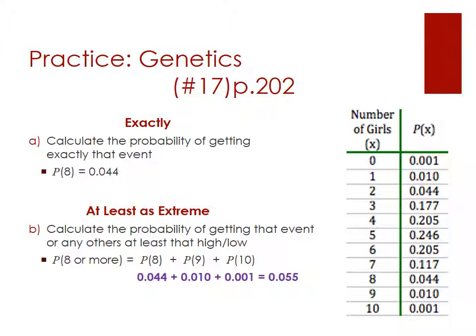You should have gotten 0.055. Okay, so that is our probability of having 8 or more girls born out of 10 births. Notice that, of course, that is quite different than just the probability of having 8 girls, which is going to be smaller.